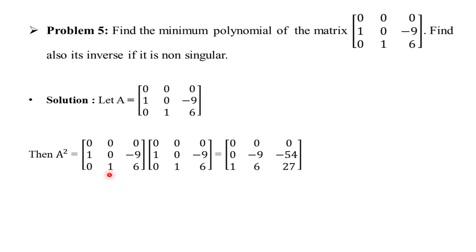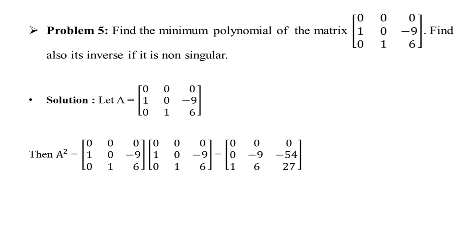Similarly, we can find the third row of the matrix A square. That is 0 into 0 plus 1 into 1 plus 6 into 0, that is 1. 0 into 0 plus 1 into 0 plus 6 into 1, that is 6. 0 into 0 plus 1 into minus 9 plus 6 into 6, that is 36. So 36 minus 9 is 27. So we got the matrix A square as like this.